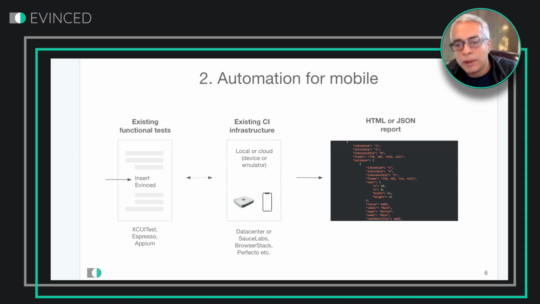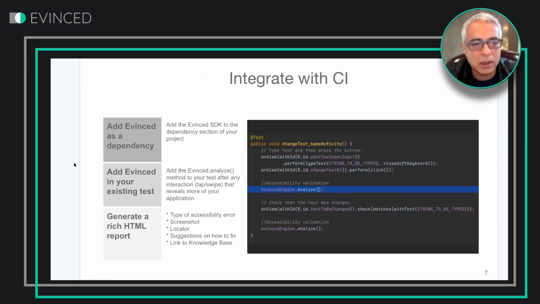And then what you get out of it is either an HTML report, which I showed you earlier, or a JSON report, which allows you to do more programmatic things with it. And of course, this would be stored with all of your test results and all of the documentation that developers would expect. So we wanted this whole thing to work as in just inject Evinced into your existing process with your existing automated testing, and then you get accessibility insights as well.